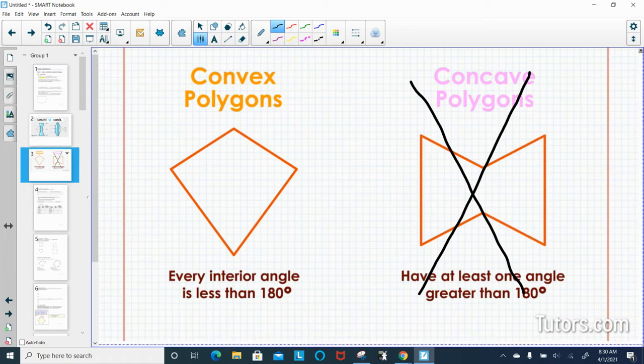So you don't really have to worry about the concave, but I did just want to give you a little bit. You guys are bright people. I think it's important for you to understand the difference between the two. The convex ones are the ones that we traditionally see more, not just in math, but in real life. So those are the ones that we're going to explore in this unit.